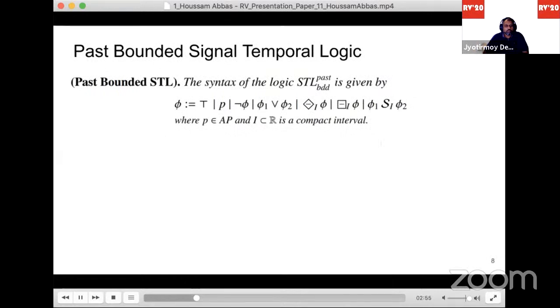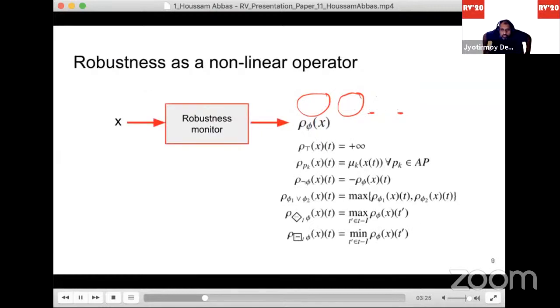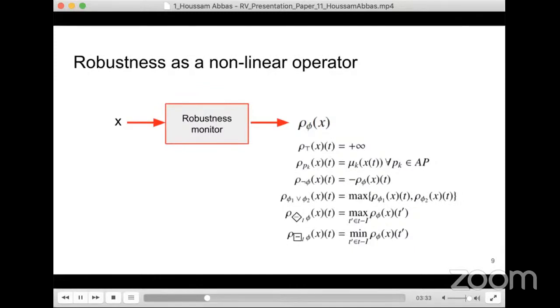We are working with specifications in past bounded signal temporal logic, which is the past version of STL with bounded temporal operators. So you have the once operator, which says at some point in the past in interval I, phi is true. You have the historically operator, which is the past analog of always, and you have since. So phi 1 is true since phi 2 has been true. And as I said, we're not looking at the Boolean semantics of past bounded STL. We are looking at the robust or quantitative semantics. So we are measuring the robustness of a signal relative to a formula.